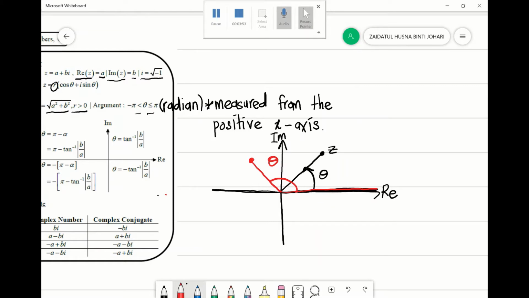Next example, if you have the complex number located in the third quadrant, again the angle is always measured from the positive x-axis, so this is our theta. It's going to be obtuse and it's going to be negative. And then when you have the complex number located in the fourth quadrant, again it's always measured from the positive x-axis, so you get your theta to be acute and also negative.